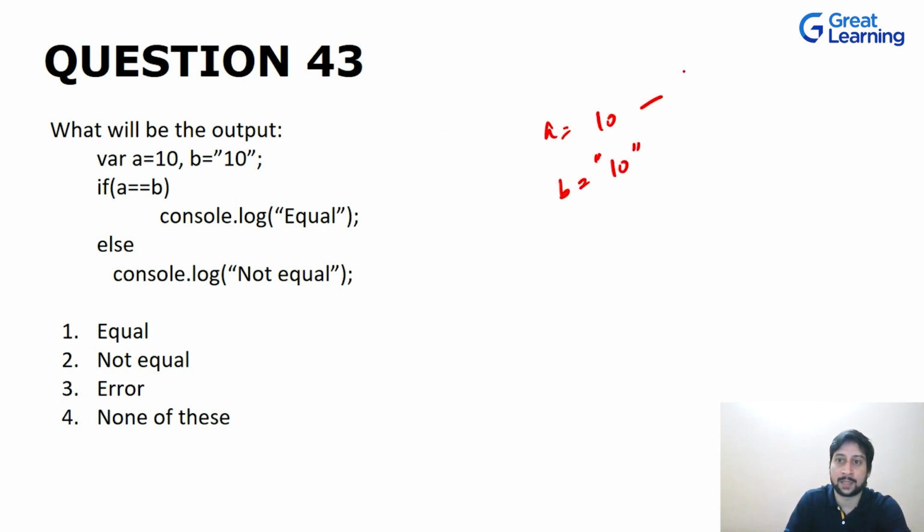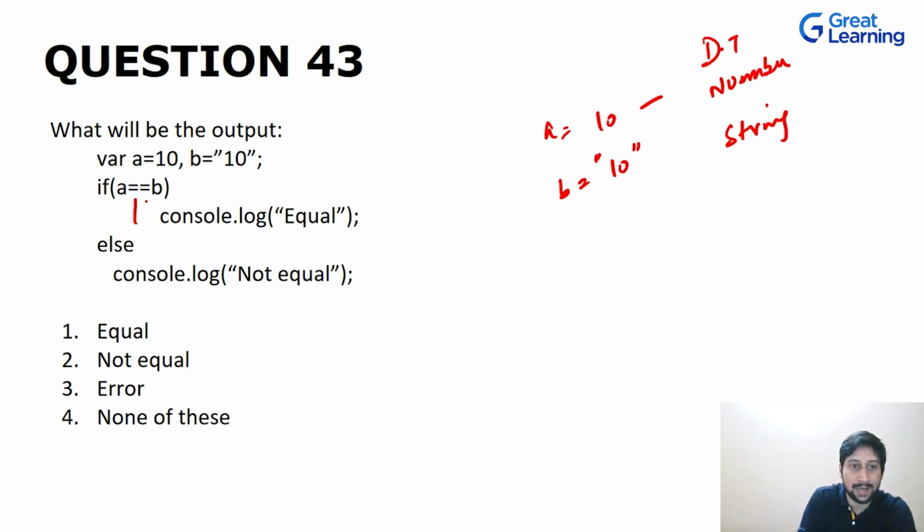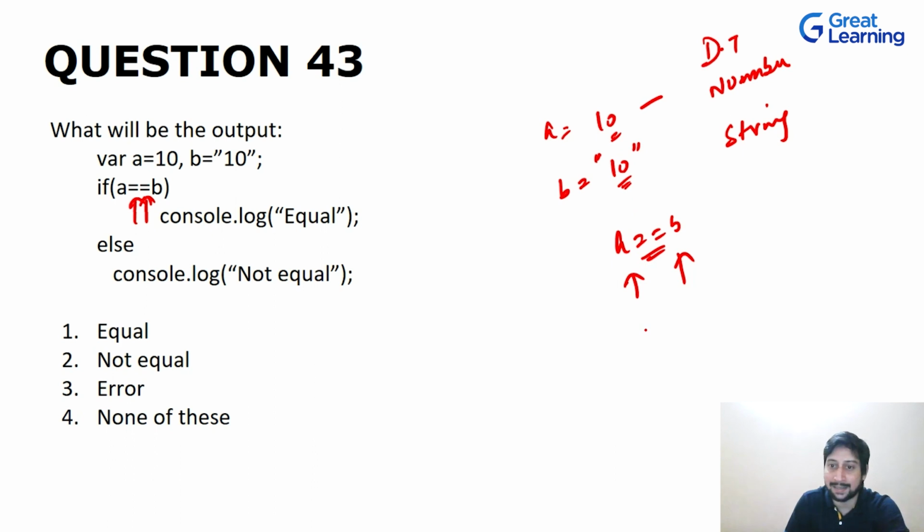Now the data type of a is number, right? And for b it is string. Now we are using this equality sign to check whether a is equal to b. Whenever we are checking with double equal to sign, we only check the data. That means, is 10 equal to 10? Yes it is. The data part is equal. The only thing that is not equal is the data type, which we do not care about when we are using double equal to. Is this thing clear?